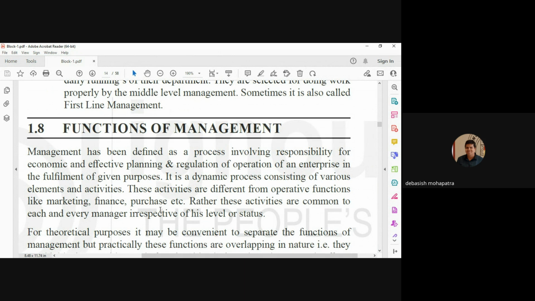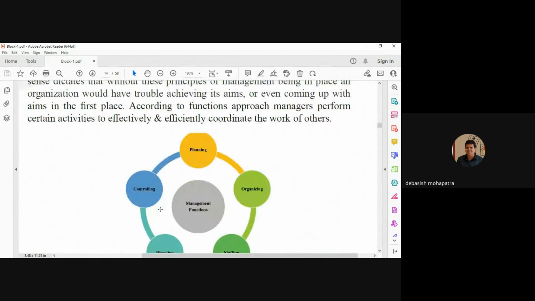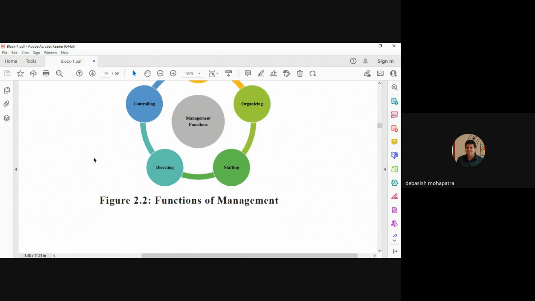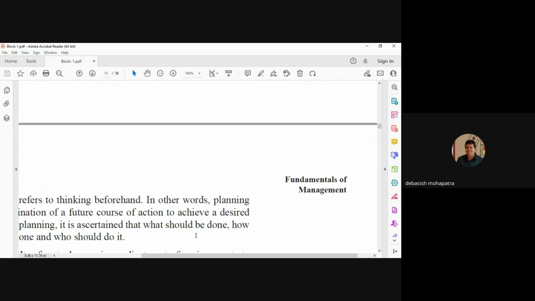Then functions of management. Management has been defined as a process involving responsibility for economic and effective planning and regulation of operation of an enterprise. So these are the basic management functions: planning, organizing, staffing, directing and controlling. Okay, this is how management functions.